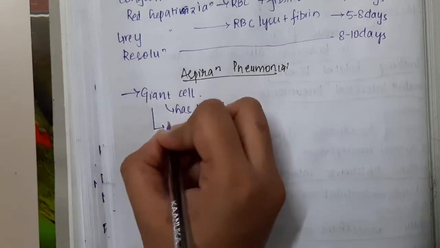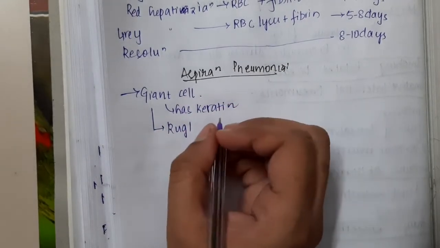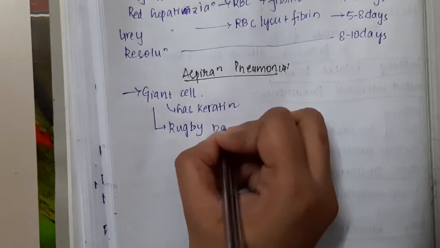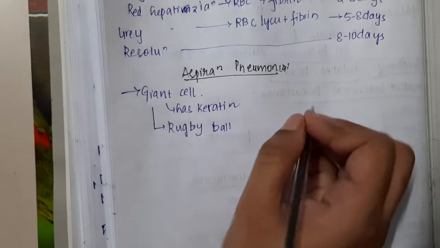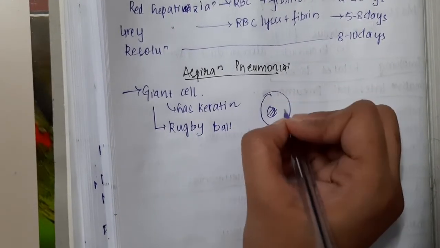And this giant cell is also called rugby ball shaped nucleus. Rugby ball shaped nucleus is present. So this is about aspiration pneumonia.